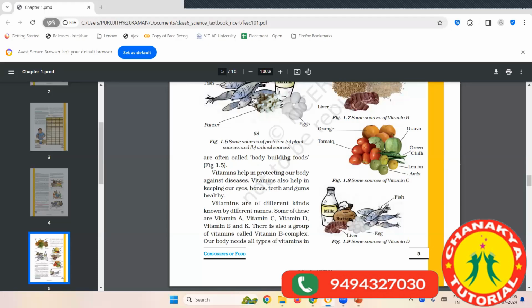But carbohydrates give you a lot of energy. Fat also gives you a lot of energy. So for that we take them in small quantity, but it should be only in small quantity. When you increase the quantity of these food items, they lead to unwanted obesity in our body.